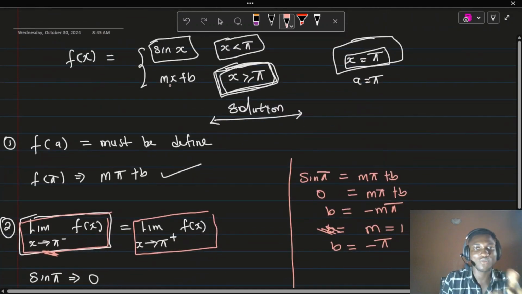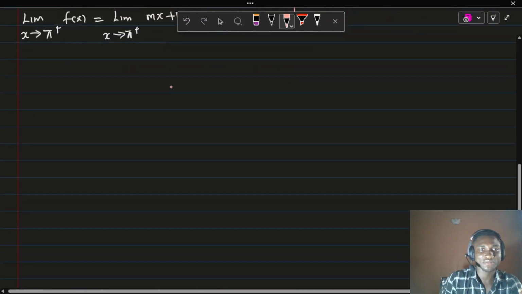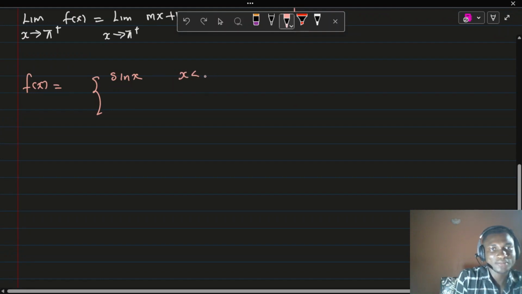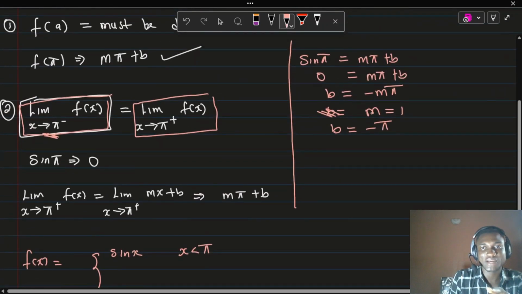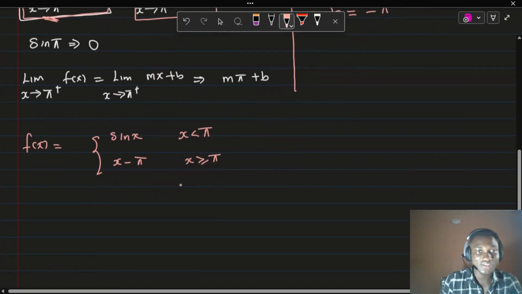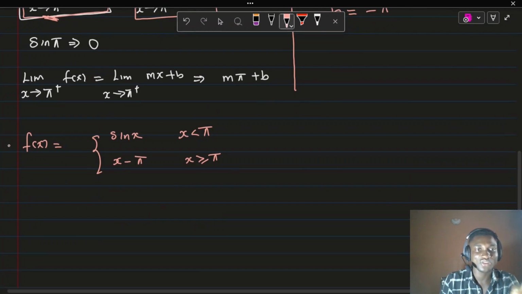So definitely I can go back to the question and reframe it. So my f of x will now be sine x, x less than pi, and this one, remember I said my b is minus pi and my m is 1, so this will be x minus pi, x greater than pi. Now if you check this piecewise function, you will notice that it is going to be continuous.